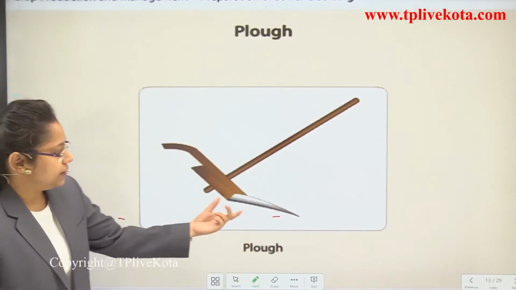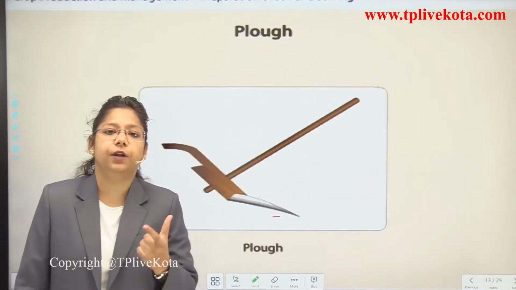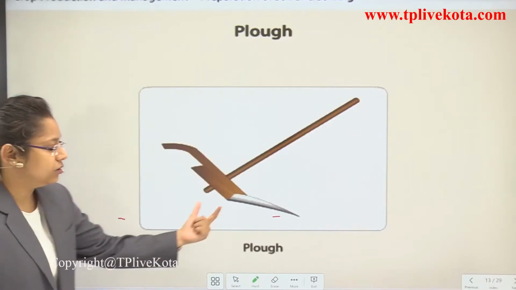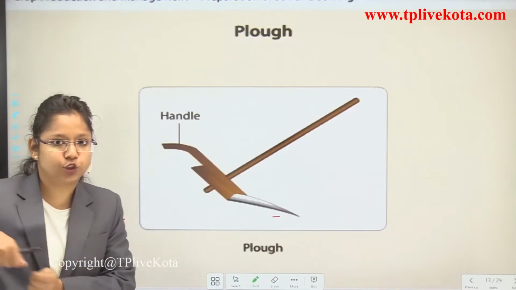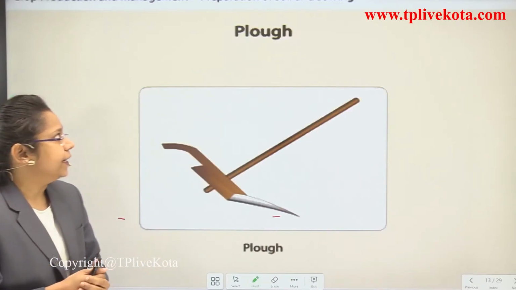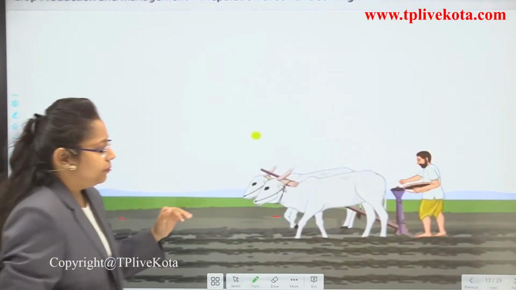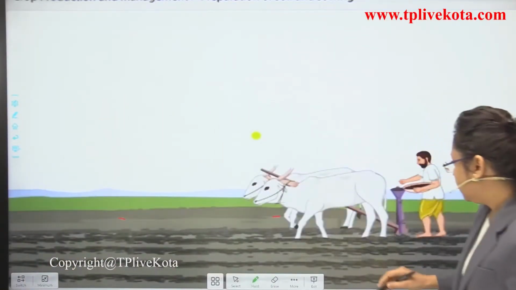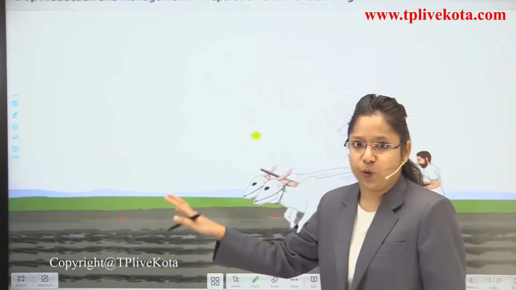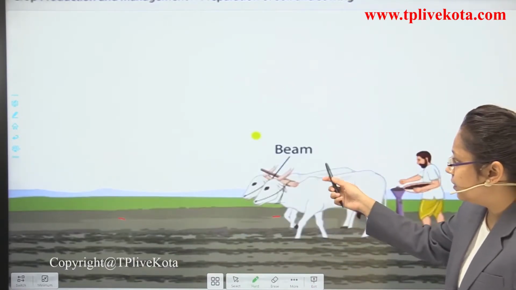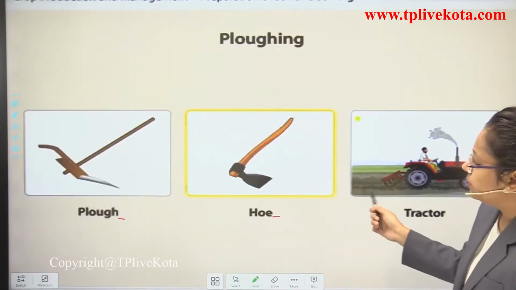You can see it here, it is seen clearly in this diagram, and this sharp edge is known as plowshare. This is the plow shaft which is used to draw the field. Now you can see here these plows are used by the farmers, and these animals draw the plow in the field. You can see here this beam is attached over here, and these plows are attached below.